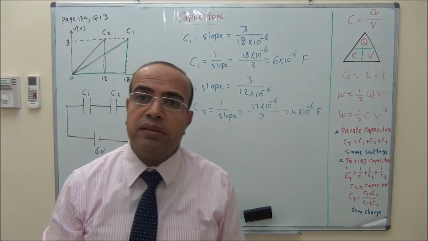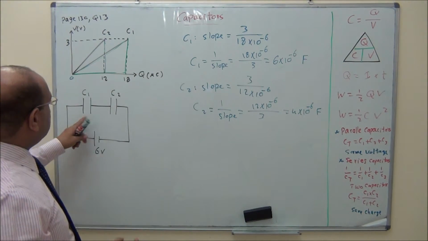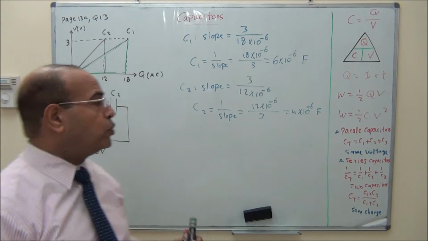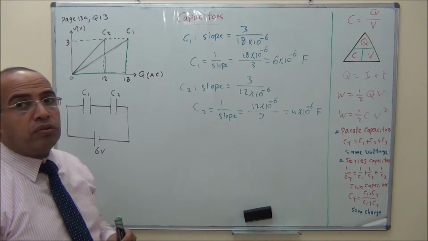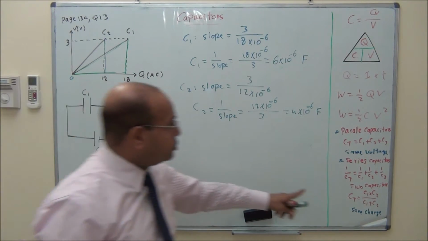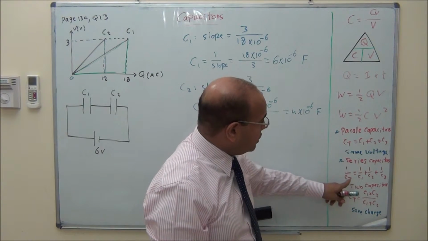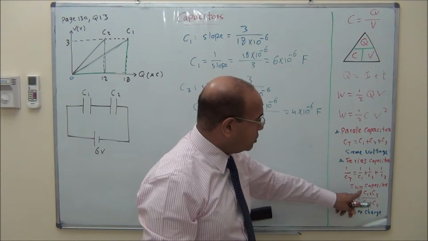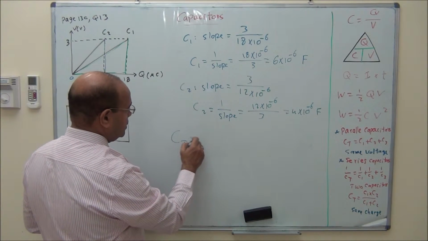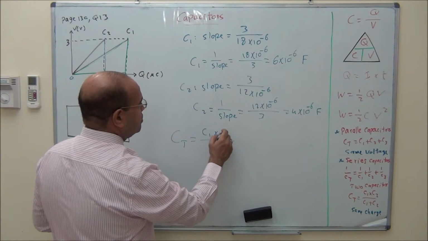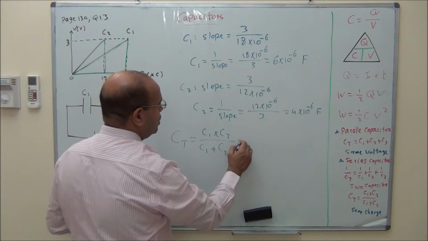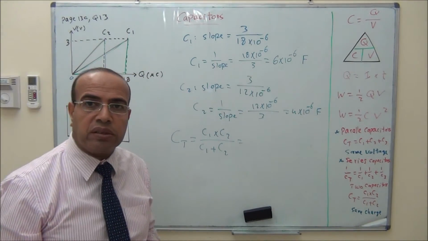Now we have C1 and C2. So what about this connection? The question says find the equivalent capacitance, so we need C total. Which connection is this? It is a series connection, and there are two capacitors. In the case of two series capacitors, C total, the equivalent capacitance, equals C1 multiplied by C2 over C1 plus C2.